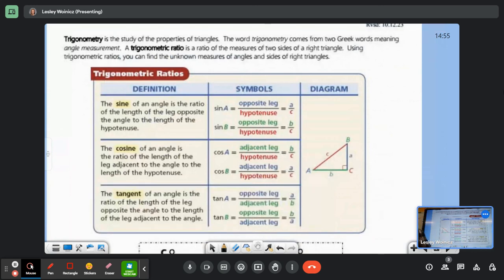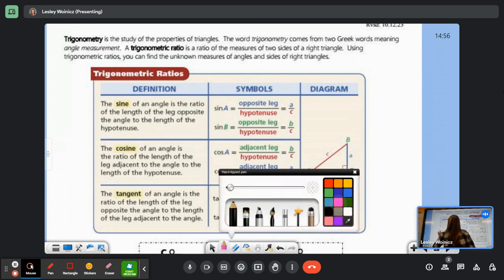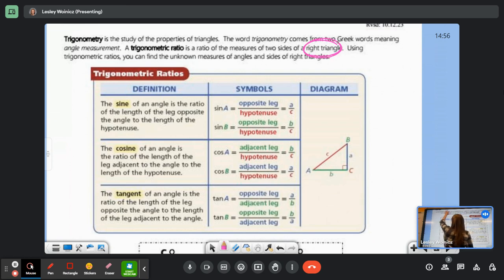Okay, we are going to talk a little bit about trigonometry. We are just going to dip our big toe into the trigonometry pool today. So trig just means triangle, basically. It's the study of properties of triangles. A trigonometric ratio is a ratio of the measures of two sides of a right triangle. This is important. We need a right triangle, so we need a 90-degree angle in our triangle. Using trigonometric ratios, we can find unknown measures of angles and sides of right triangles.